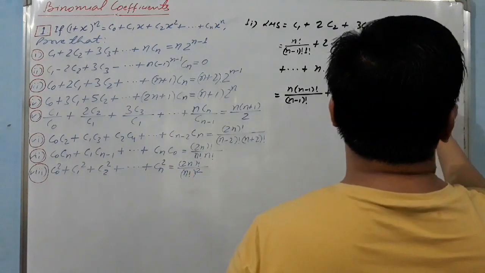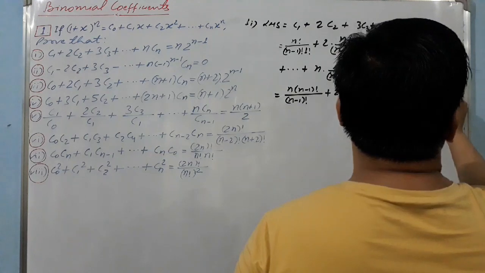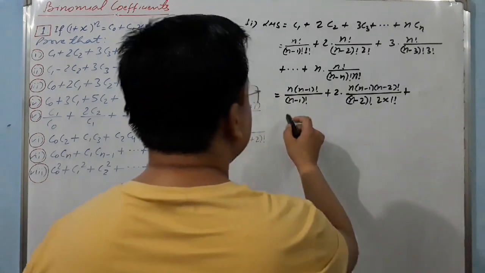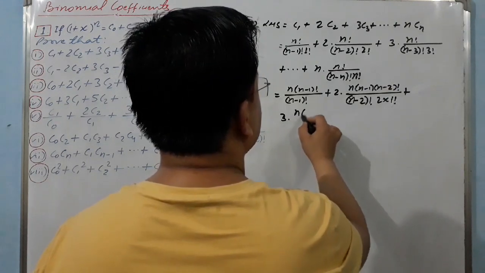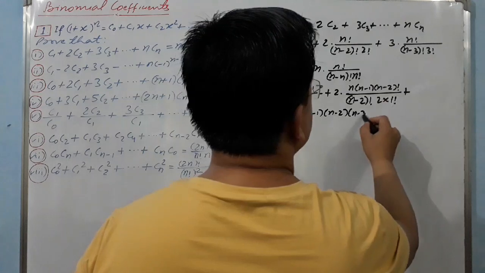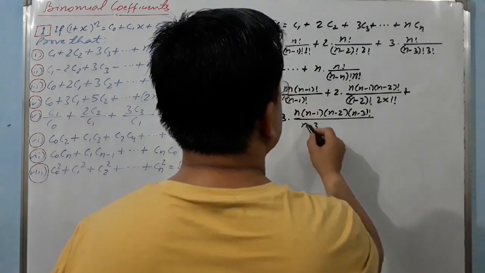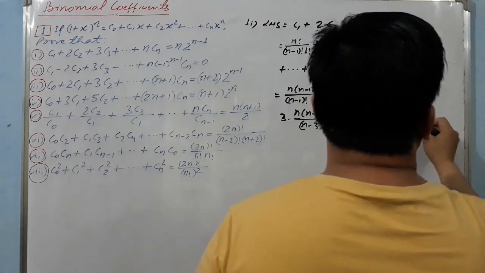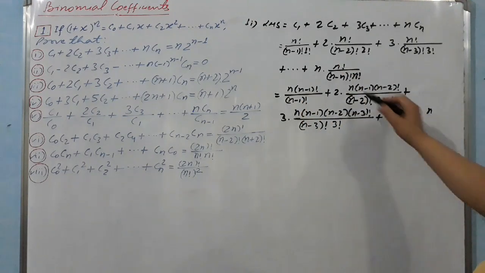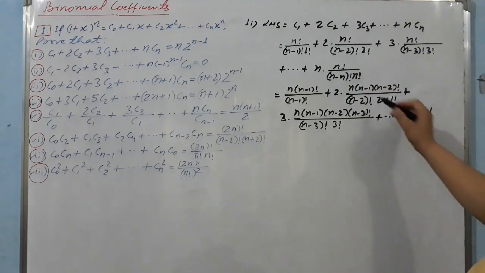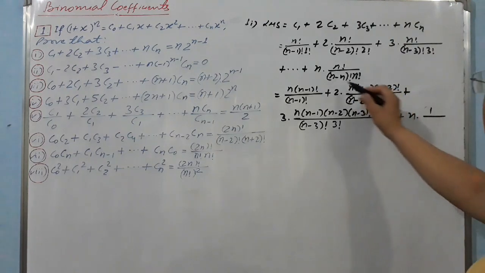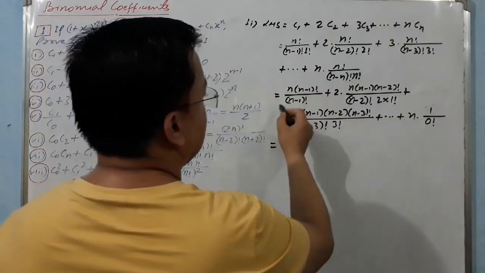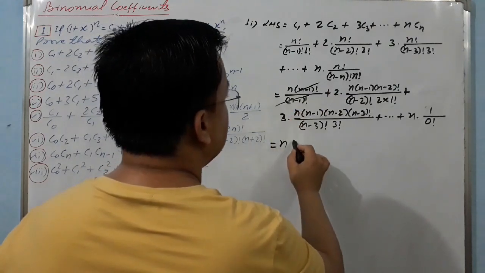Here 3 times n times n minus 1 times n minus 2 times n minus 3 factorial, over n minus 3 factorial and 3 factorial, plus dot dot dot plus n times n factorial over n factorial. Here the factorials are going to be cancelled out, and n minus 1 factorial over 0 factorial remains.